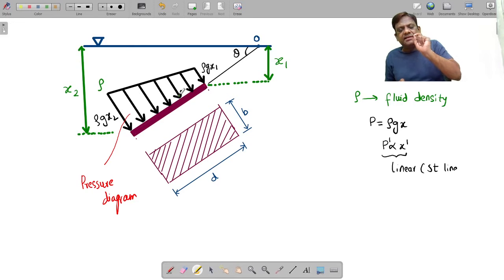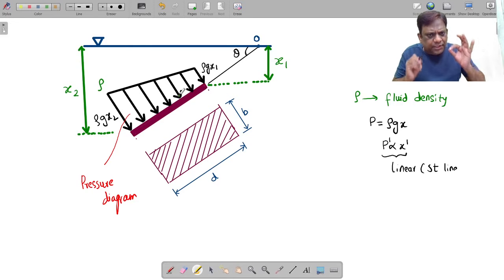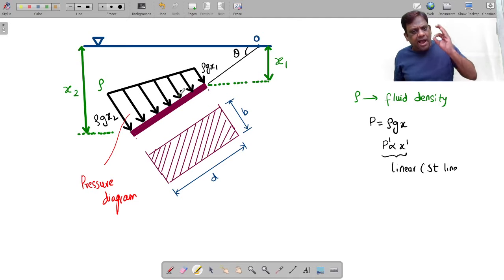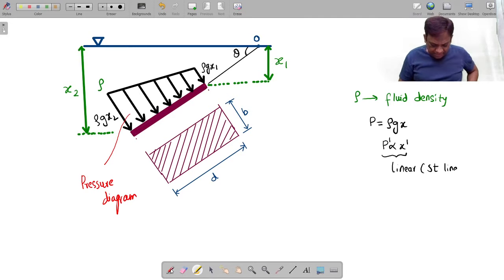Second, where is that force acting? And that is known as center of pressure. What is center of pressure? The point through which the hydrostatic force is acting is known as center of pressure. So in this chapter, we are always interested in two important parameters. One is the magnitude of the force, and second is where that force is acting. Now let us calculate the magnitude of hydrostatic force.